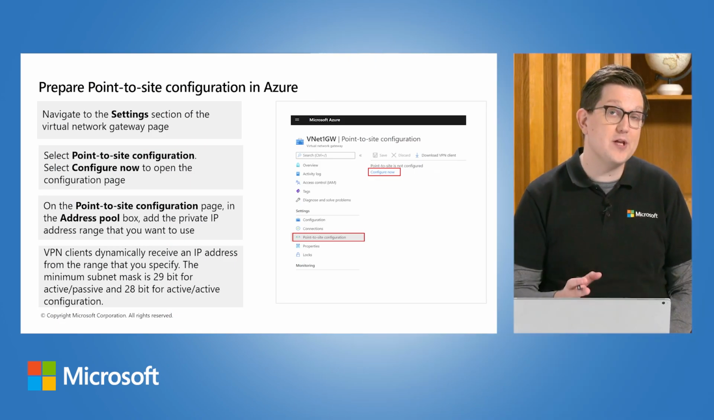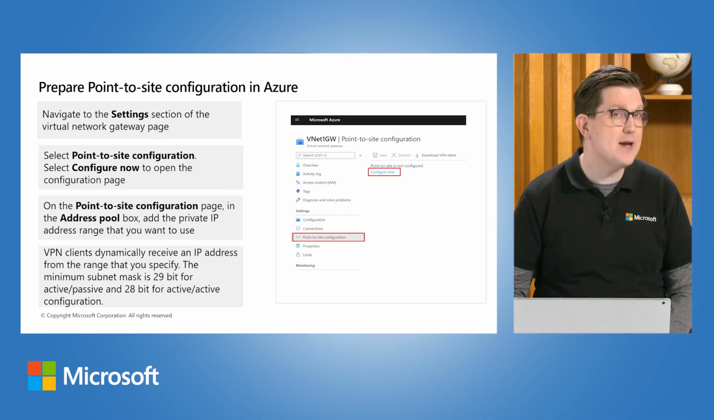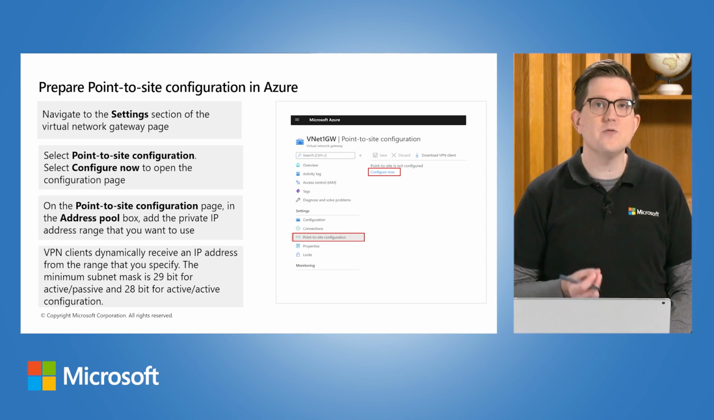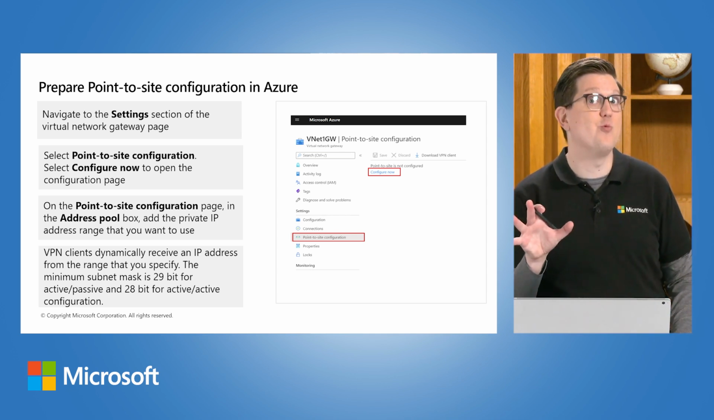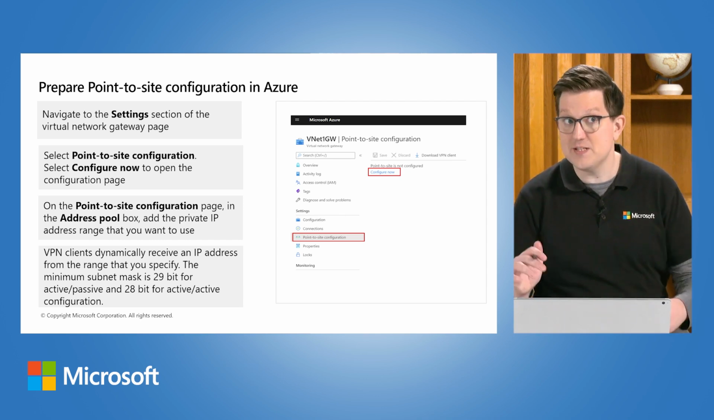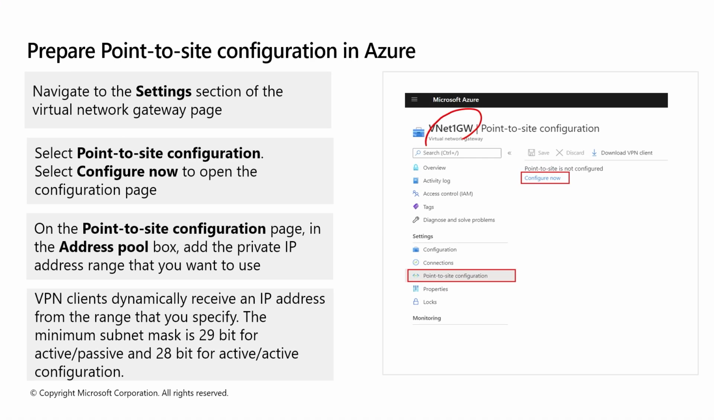So regardless of the authentication method or the connection type that you choose, you need to go through just an initial piece of configuration to make sure your point to site is actually going to work. And it is pretty simple. Head to your virtual network gateway, scroll on down, and hit that point to site button. From there, you can configure a few different settings, including one of the more important ones: where are your point to site connections going to land?